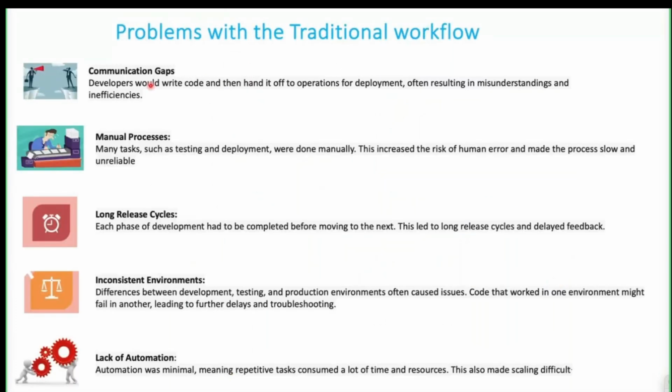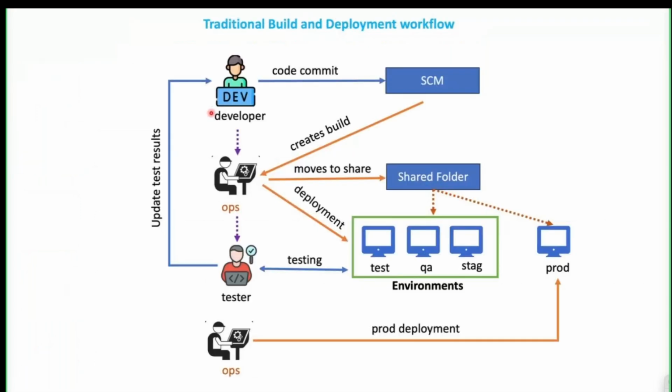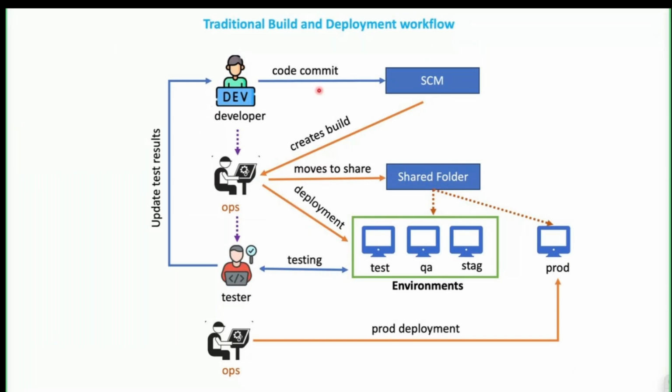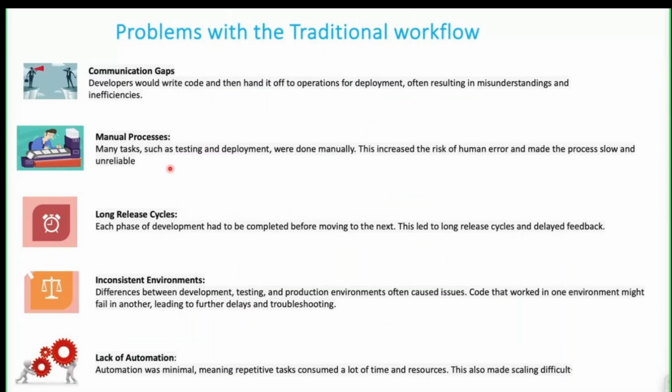First point is communication gap. As you can see, one team has to inform the other team, so there is always a communication gap. There are a lot of chances of misunderstanding as well. The second point is manual process. Everything is manual: he has to push the code, build it manually, move it manually, deploy it manually, and test manually. So it is obviously a time-taking process. Also it leads to human error.